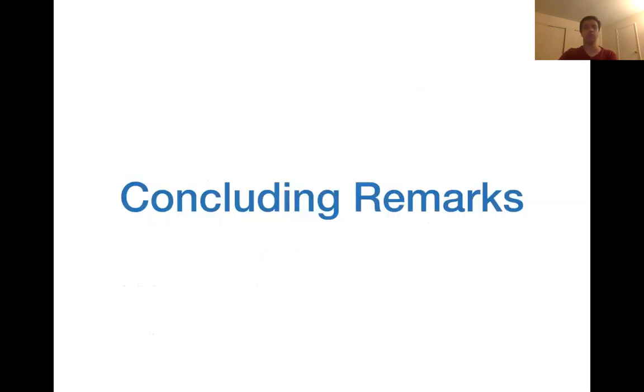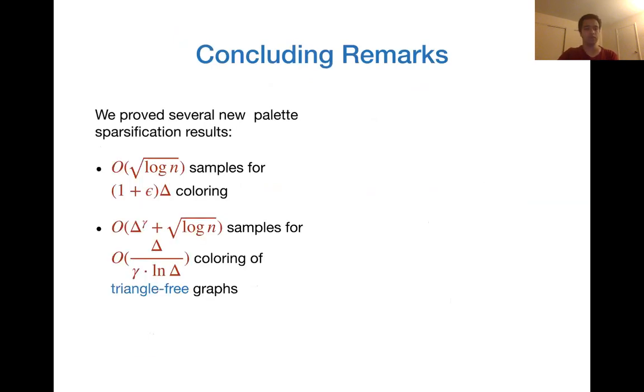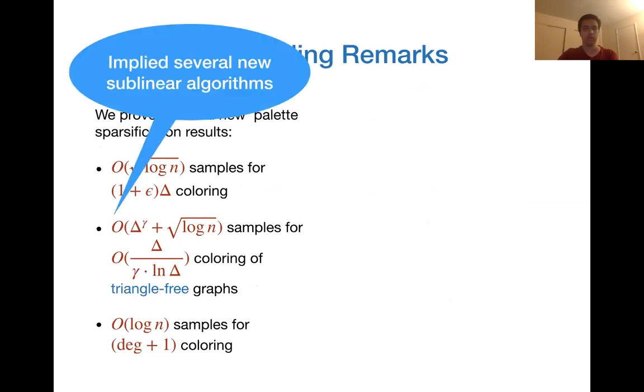So now let me conclude. In this paper, we prove a bunch of new palette sparsification results for coloring with more than delta colors, for coloring triangle-free graphs, and also for degree plus 1 coloring. Now, and they employed a bunch of new sublinear algorithms as well.